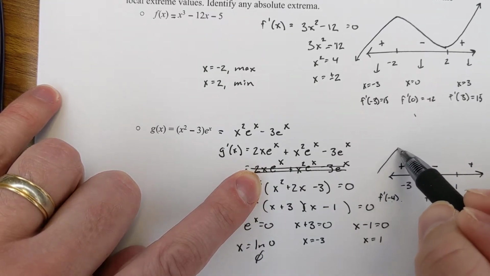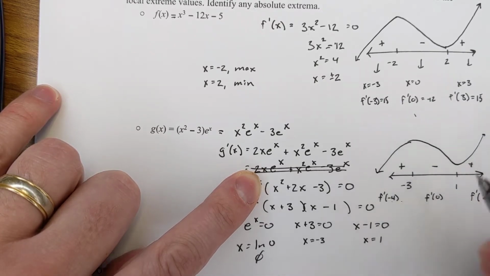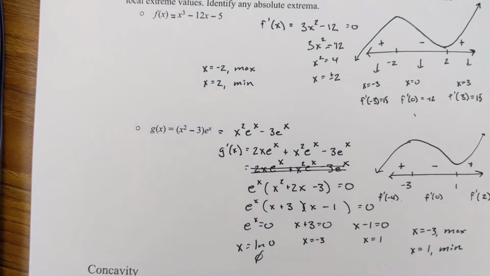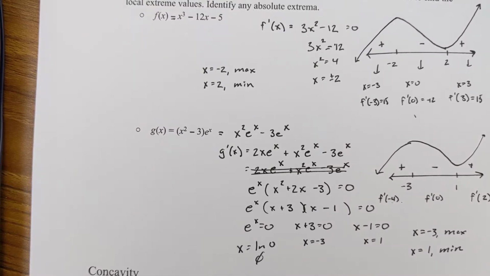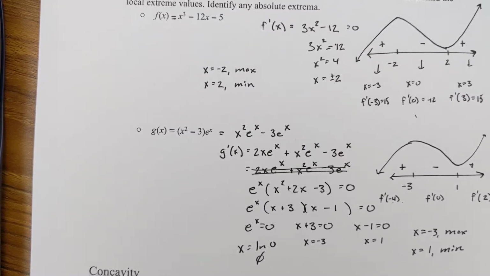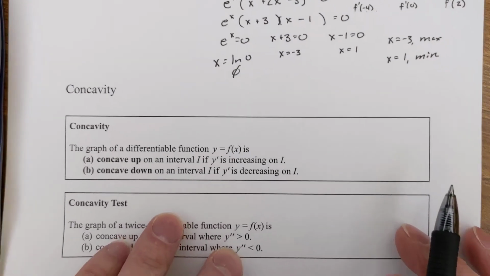So this graph has a similar pattern, climbs to -3, then falls till x is 1, then goes back up. So at x equals -3, we have a maximum. At x equals 1, we have a minimum. So there we go. Okay. So concavity.